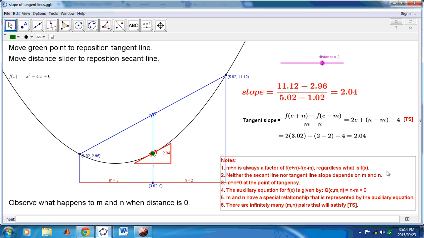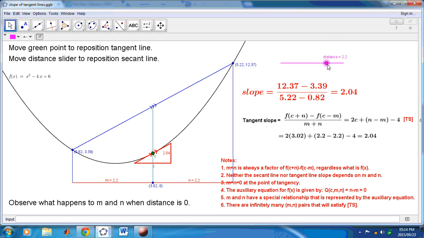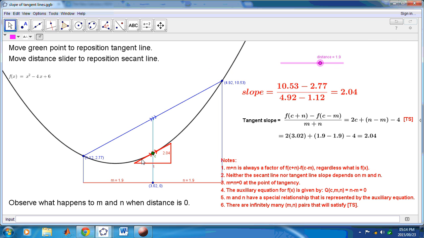Neither the secant line nor the tangent line slope depends on m and n. So it doesn't really matter what m and n are. That's not going to change the slope of this tangent line. All it does is basically give us those 2 points from which we can calculate the slope of the parallel secant and hence the slope of the tangent line.